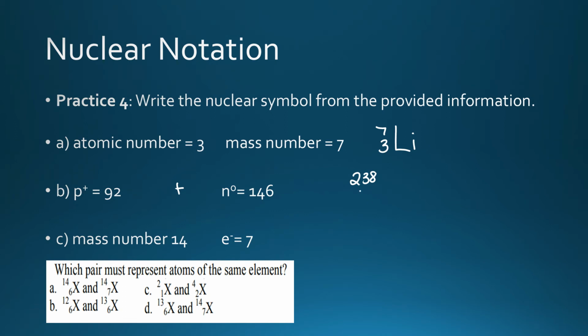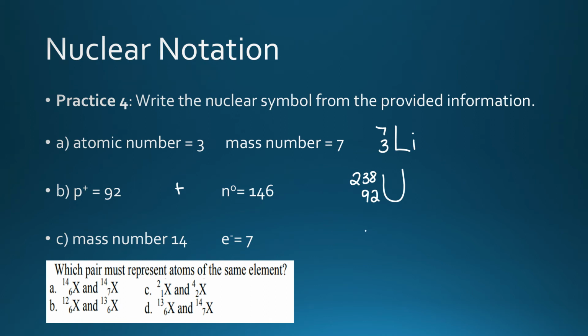Lower left, my subscript is protons. That's 92. If you take a look, 92 is in the part of the periodic table that's cut out. So if you go all the way to the bottom, you will find that it's uranium, which is an uppercase U. Here we have a mass number of 14 and 7 electrons.